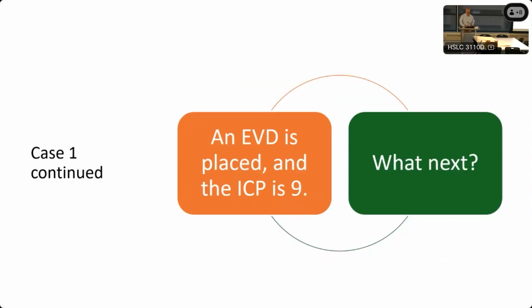So in our case, the EVD is placed, the ICP is 9. What next? Can we just talk about the depth? Sure. What do you guys think? So did they say put your hand at 8 and then advance to 6.5 to the bone? That's what I heard them say. Yes. At first I thought they said depth of 8, but I think they said hand at 8. We're just measuring beforehand.